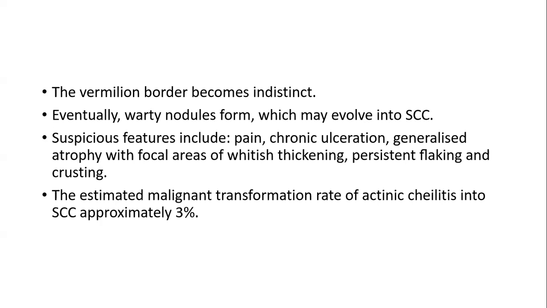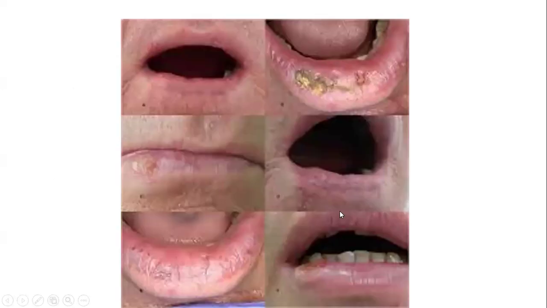The suspicious features that should make you doubt that the disease has entered malignant transformation are pain, chronic ulceration, generalized atrophy with focal white thickening, and persistent flaking and crusting. The estimated incidence of malignant transformation in actinic cheilitis is 3%, which is not a low percentage. You can see the gradual evolution of actinic cheilitis, finally leading to atrophy. Here you can see ulcers, cracking, and white plaques, all the features.